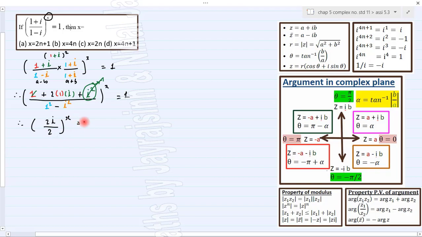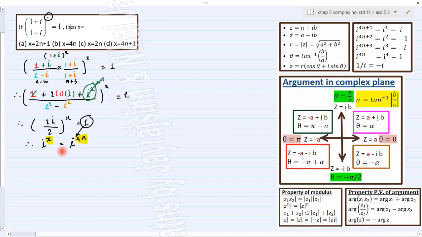So, we can say we have i raised to x is equal to 1. Now, we know that the value of 1 is actually i raised to 4n. If we compare the powers, we will get x is equal to 4n, which is given in option B. Ta-da!